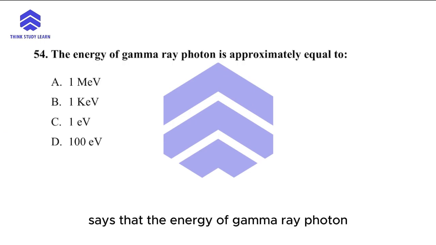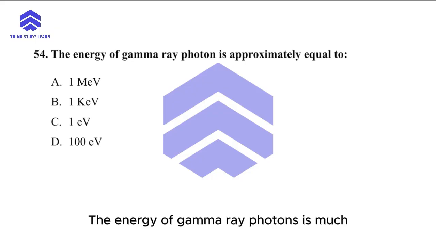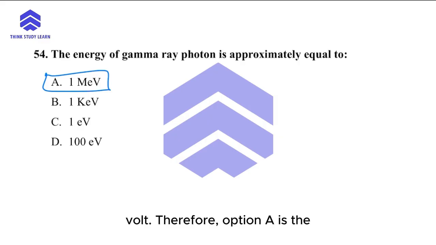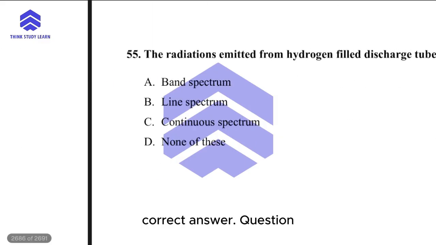Question 54 says that the energy of a gamma ray photon is approximately equal to. The energy of gamma ray photons is much higher compared to other types of electromagnetic radiation, usually in the range of kilo electron volts to several mega electron volts. Specifically, gamma ray photons often have energy around 1 mega electron volt. Therefore, option A is the correct answer.